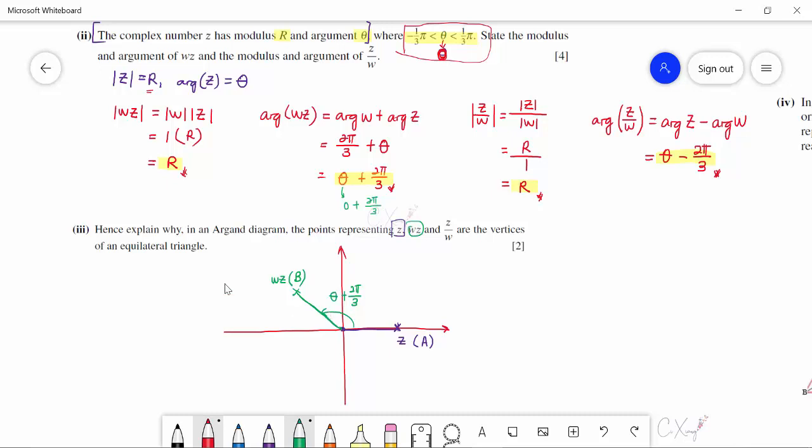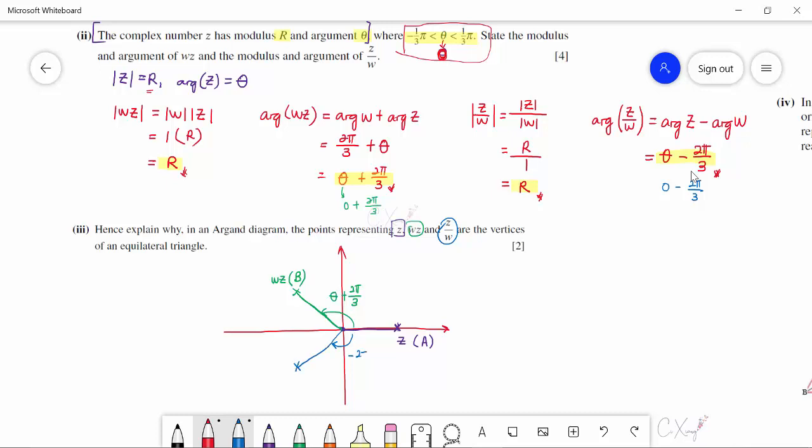All right, now we go for the third point, which will be Z over W. Again, the modulus is equal to R, and the argument is theta minus 2 pi over 3. If you assume that theta is 0, then the argument for this point will be negative 2 pi over 3. Negative 2 pi over 3 means you need to draw it in the clockwise direction by 2 pi over 3, which is negative 120 degrees. So you can assume that it will be here.